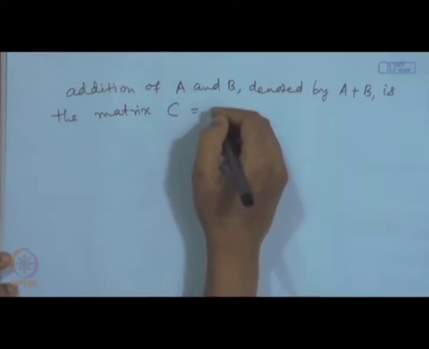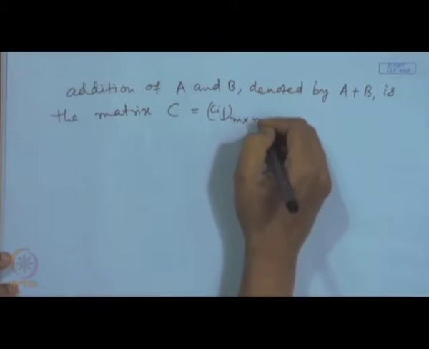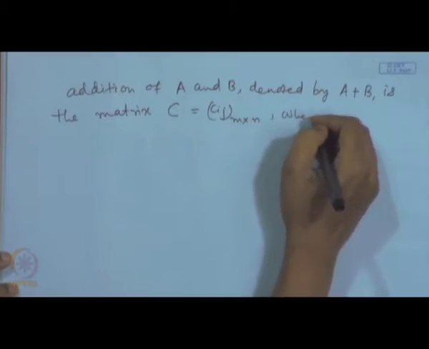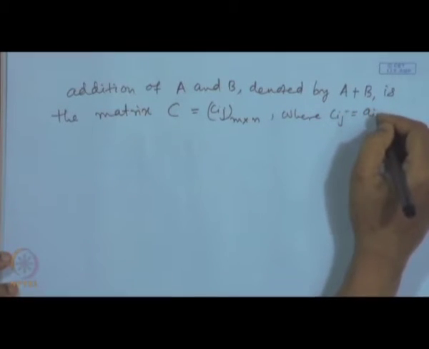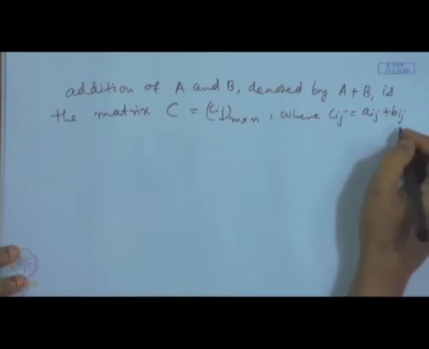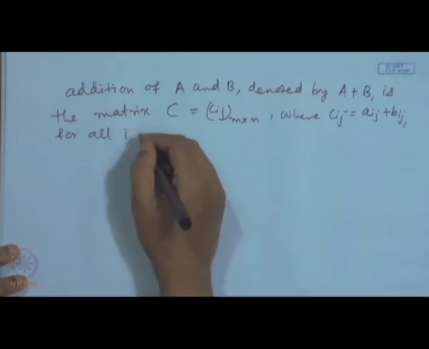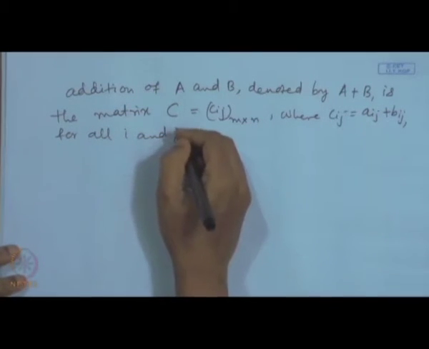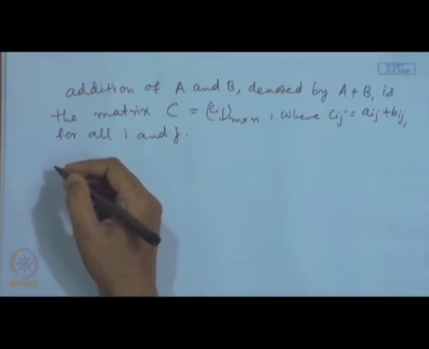C whose entries are Cij, where Cij is equal to Aij plus Bij for all i and j.